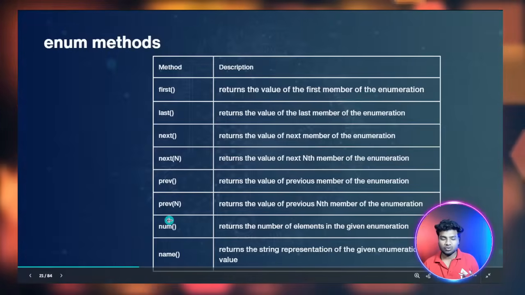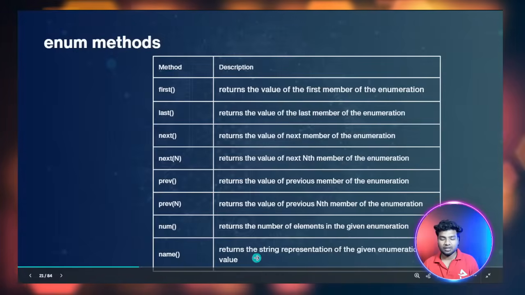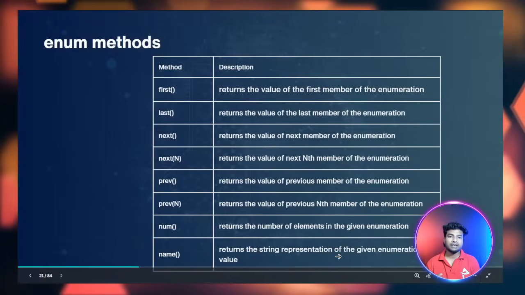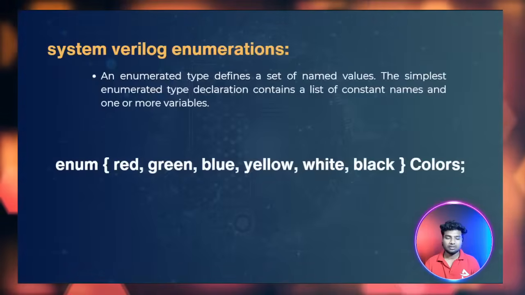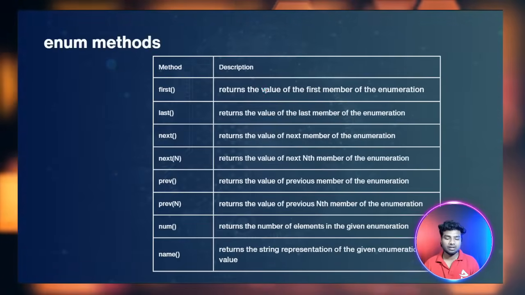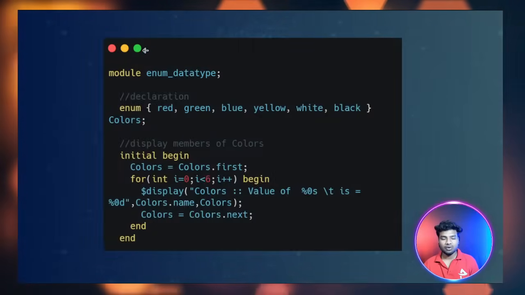Num returns the number of elements in the enum. And then name returns a string representation, so name will display the enum element name. Here these are the enum elements, red, green, blue, and if you use name, it will display the enum element name. This is how we have to create it.